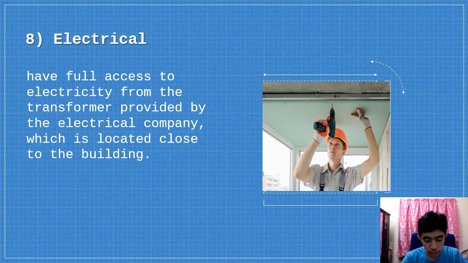Electrical. Individuals working as electricians on a construction project are responsible for ensuring that the structure will ultimately have full access to electricity from the transformer provided by the electrical company, which is located close to the building. There are several steps that go into the installation of electricity in a building, including temporary electrical needs, raw installation, and finally the real installation which will be used.